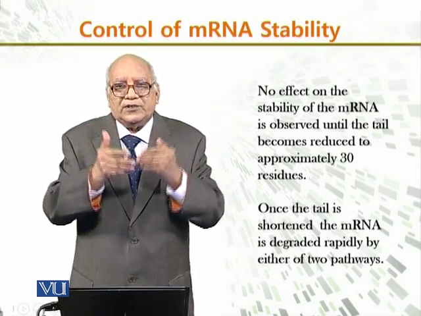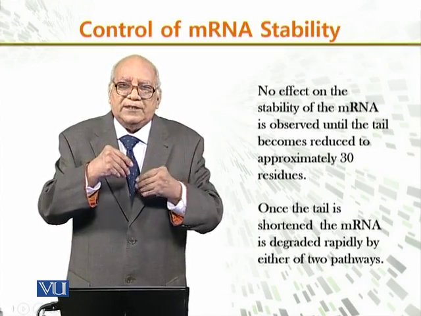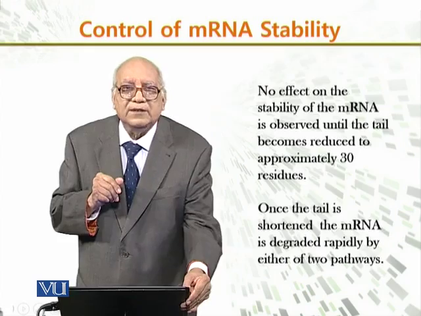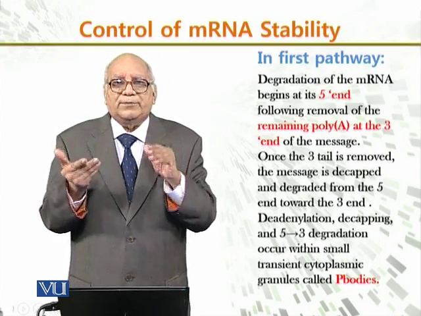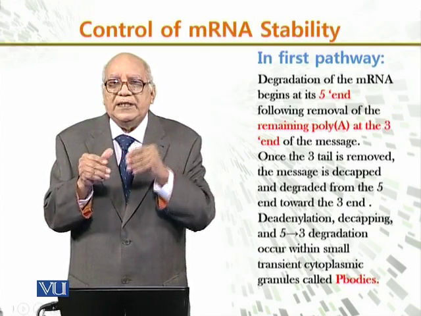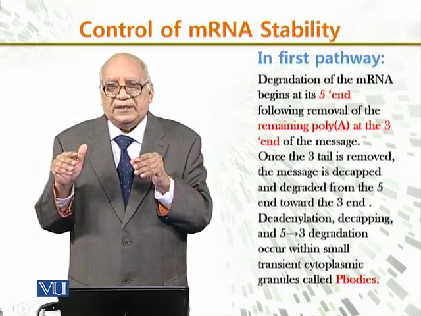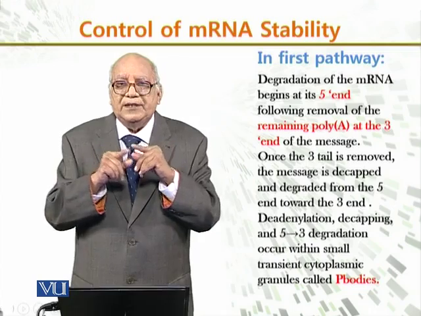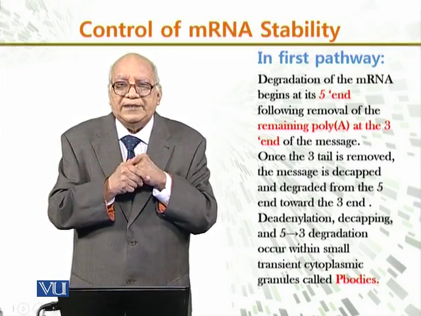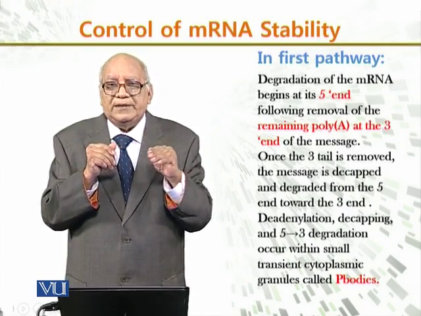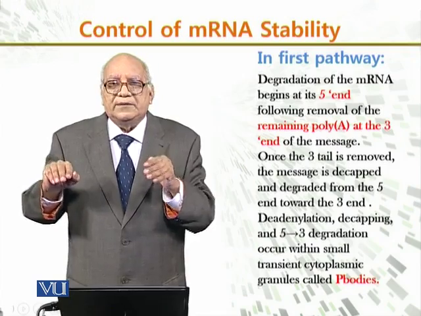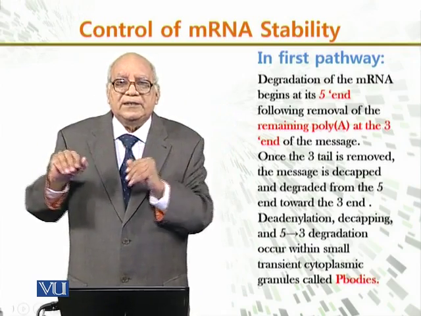So if the tail in the cell becomes less than 30, survival is difficult and the messenger RNA is destroyed by two pathways. One is degradation of the messenger RNA at its 5' end following removal of the remaining poly-A tail at the 3' end. Once the 3' tail is removed, the messenger RNA is decapped and degraded from the 5' end down to the 3' end. So first the 3' end is removed, then from the 5' end it is degraded toward the 3' end.